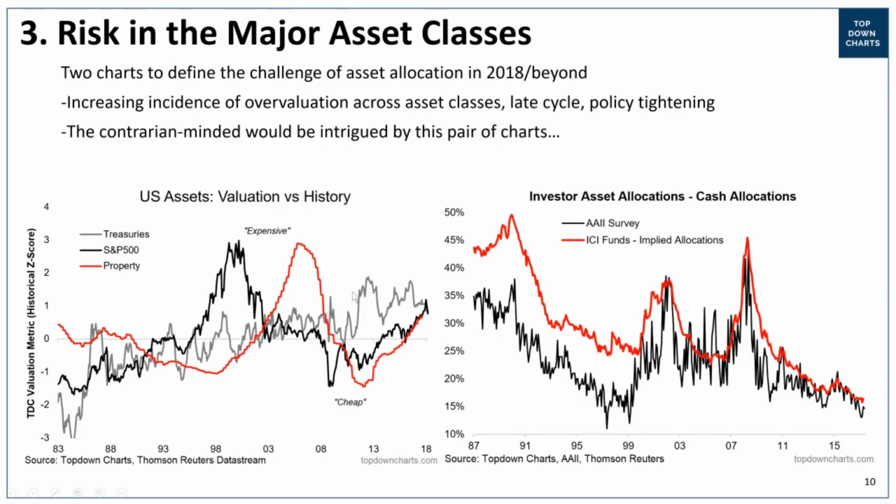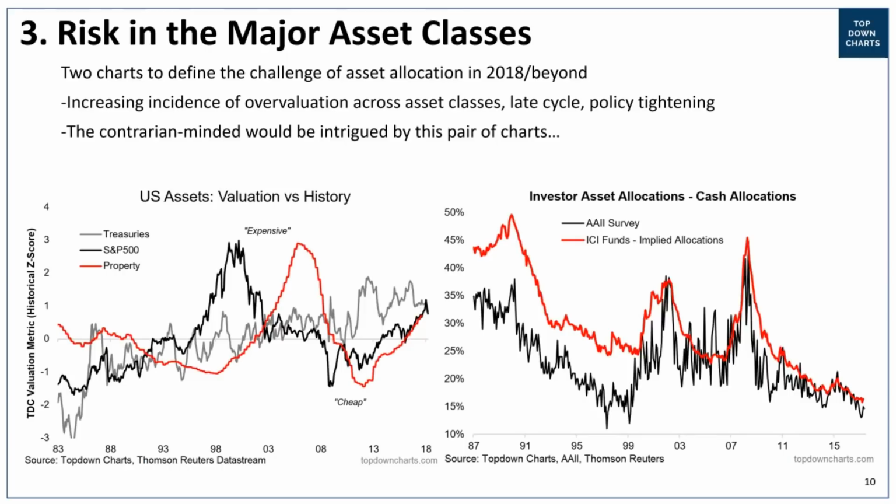Moving into the asset class section. Now these two charts are a bit of an old favorite by now actually, and the one on the left is showing you valuations for treasuries, the S&P 500 and property.